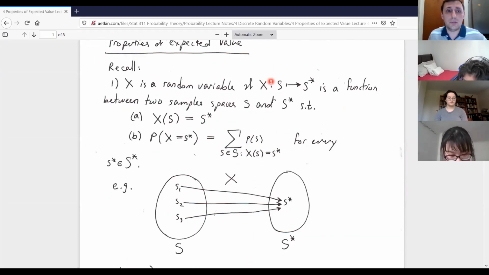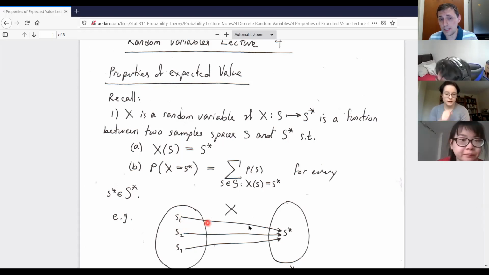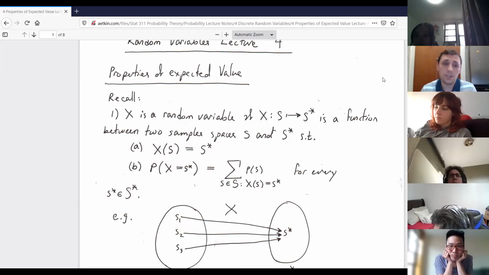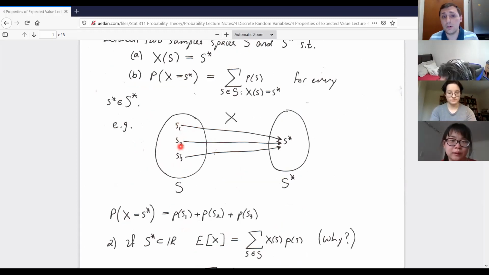Here is what we have just summarized. So X is a random variable. It maps the sample space S to an induced sample space S star. And this is the result. The image of S is S star, so that means it's onto. And the probability that X is equal to s star is just the summation of the individual probabilities of the outcomes in the sample space that were labeled with the value s star. Right? So the probability that X is equal to s star is just the sum of the probabilities of the outcomes that were labeled as s star.